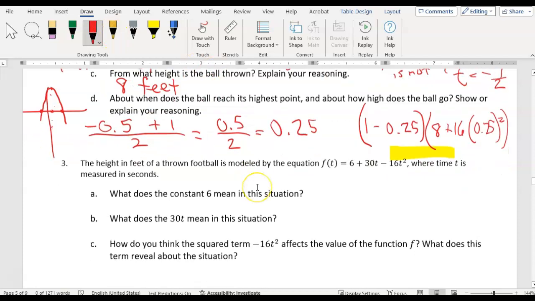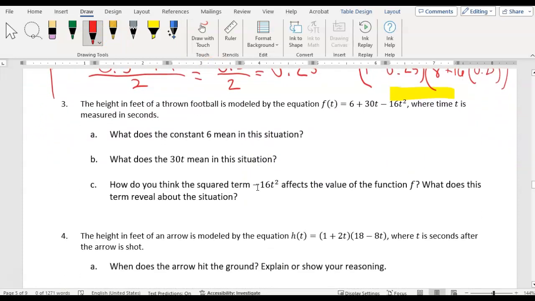All right. Number 3, the height in feet of a thrown football is modeled by this equation, and time is measured in seconds. What does the constant 6 mean? So this is the starting height. It's a pretty tall football player, or he's throwing above his head. Starting height. What does the 30t mean in this situation? And this is upward velocity. So this is how fast the football player can throw the ball, right?